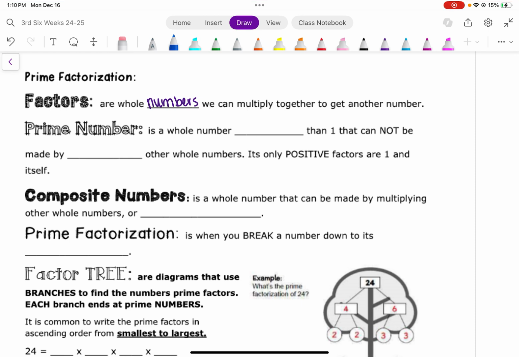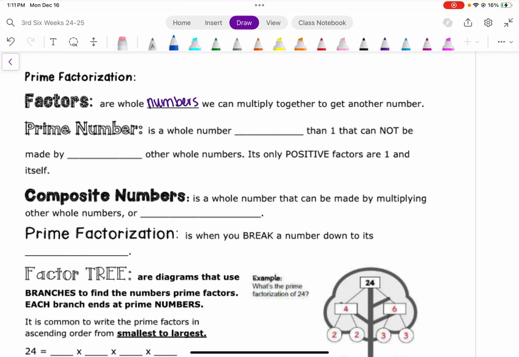Sorry. I do not know where I put that paper. There it is. Okay, sorry.